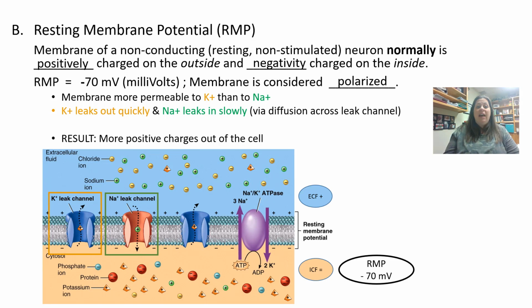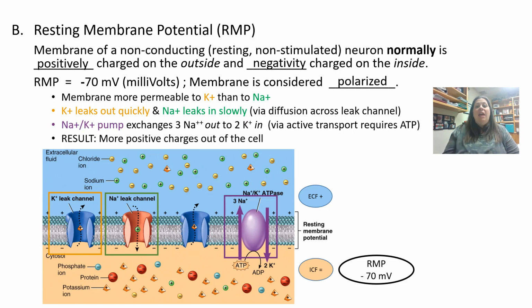So the potassiums will leak out quicker than the sodiums will leak in. This is, again, through just simple diffusion through those leak channels. Now, the sodium and potassium pump is going to help put these back. They're going to send 3 sodiums out and 2 potassiums in, and this is, remember, an active transport which requires ATP. This is what causes that resulting positive charge on the outside of the cell.